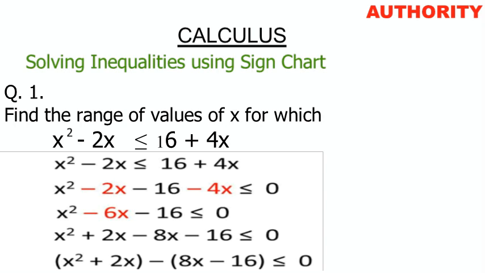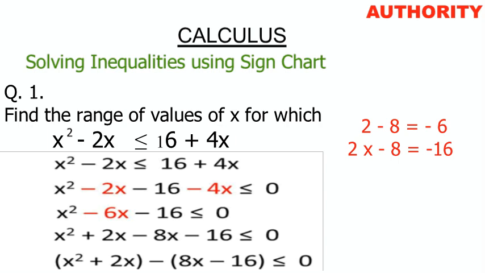Okay, now from here let's factorize. Ask ourselves a question: what are the two numbers that when you add them together give you minus 6, and when you multiply them give you minus 16? So the two numbers are 2 and minus 8. 2 minus 8 will give you minus 6, and then 2 times minus 8 will give you minus 16. Okay, so we'll end up having x squared plus 2x minus 8x minus 16 is less than or equal to 0.